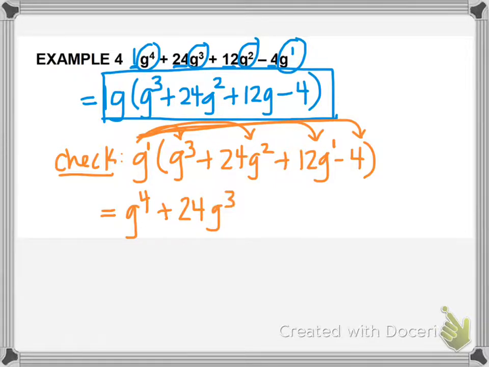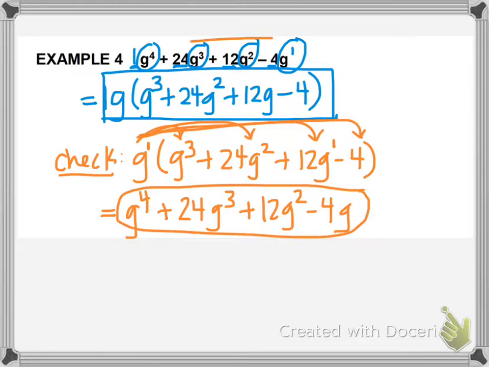g times 12g. We're going to add the two 1 exponents, so 12g squared. And then the last g times negative 4g. So we're going to compare this to what we started with. They are exact, so that means our factored version was correct, and the GCF, the greatest common factor, was that g that we pulled out.